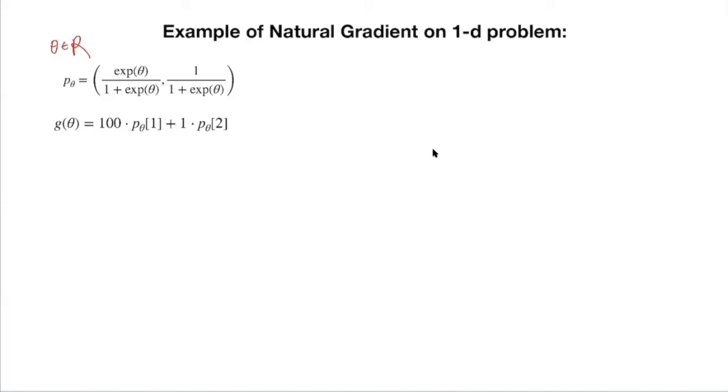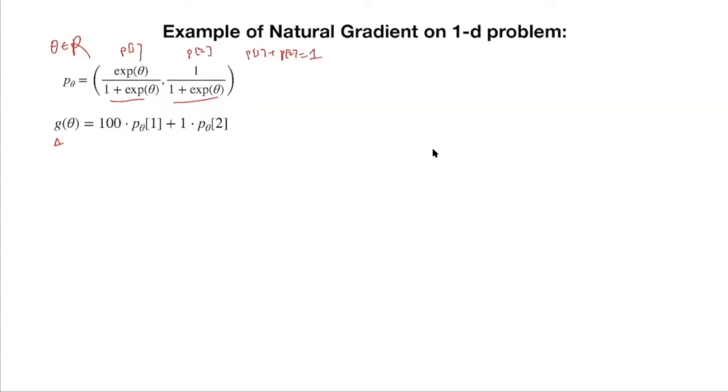So this theta gives me a 2-dimensional distribution. We can call these P1 and P2, and P1 plus P2 equals 1. Now I have an objective function, G theta, that looks like this: 100 times the first probability and 1 times the second probability. That's just my objective function, and I want to maximize this.